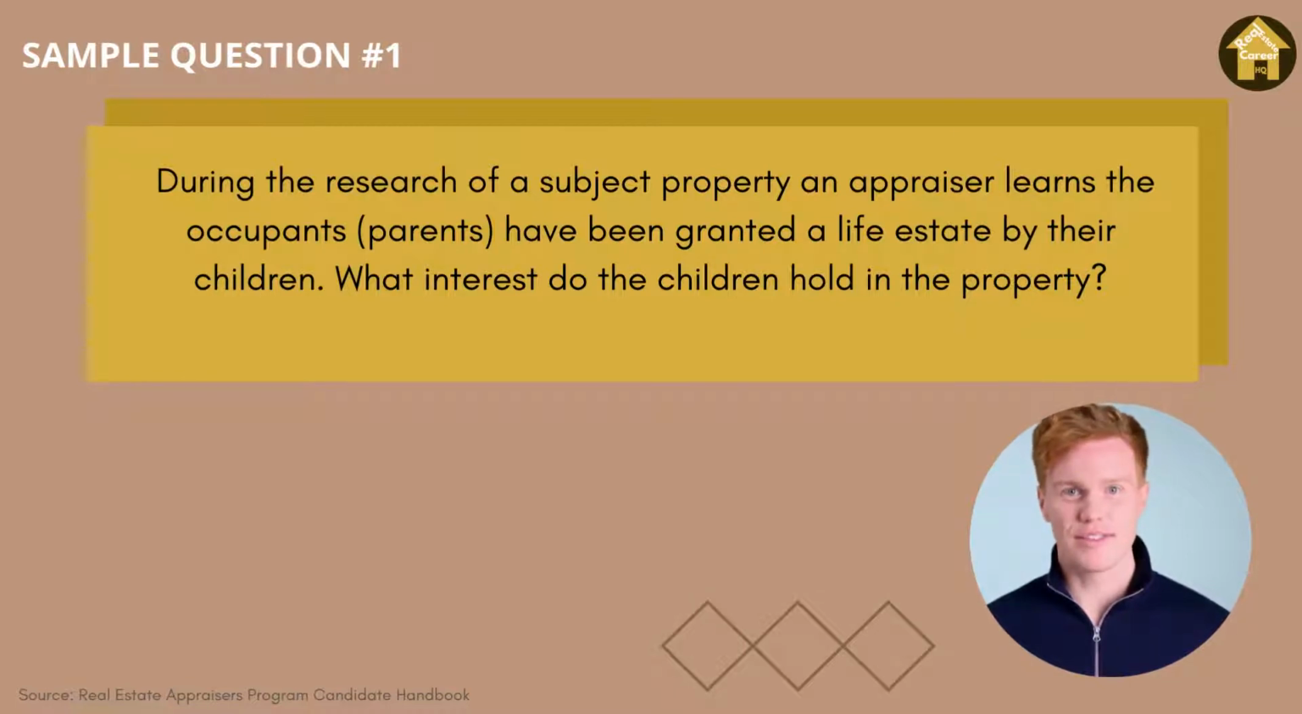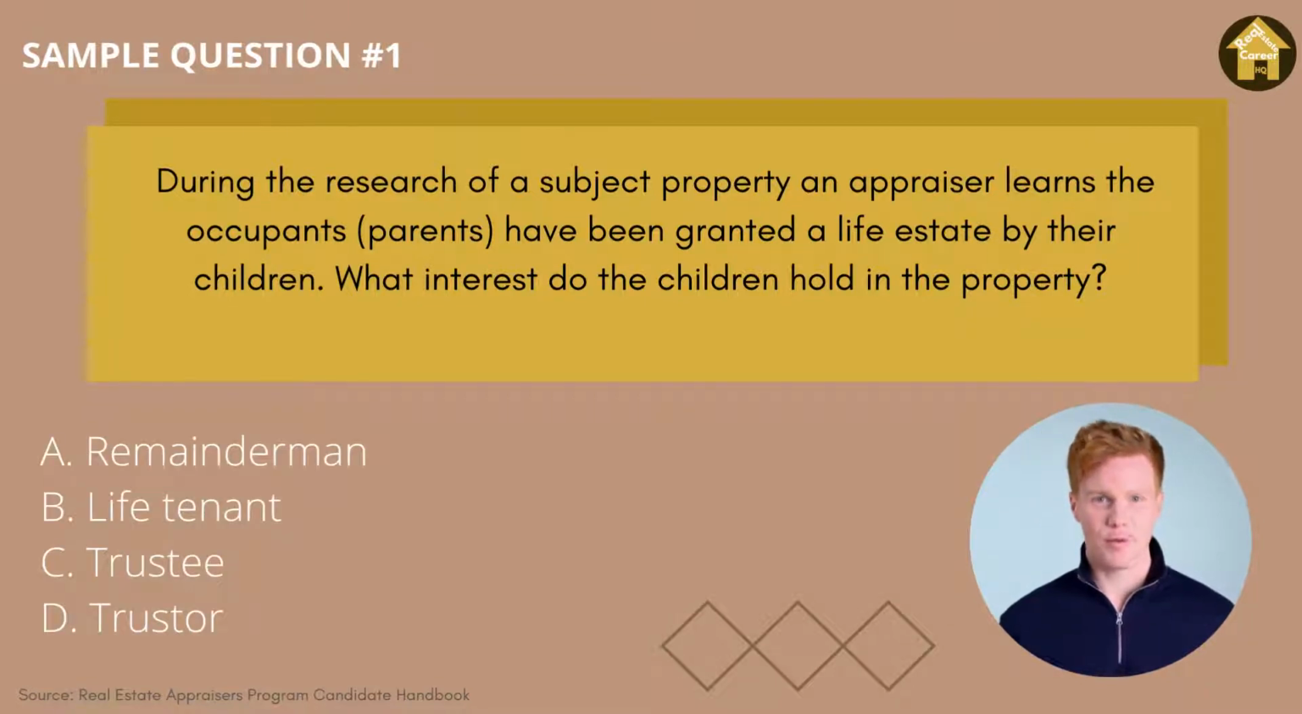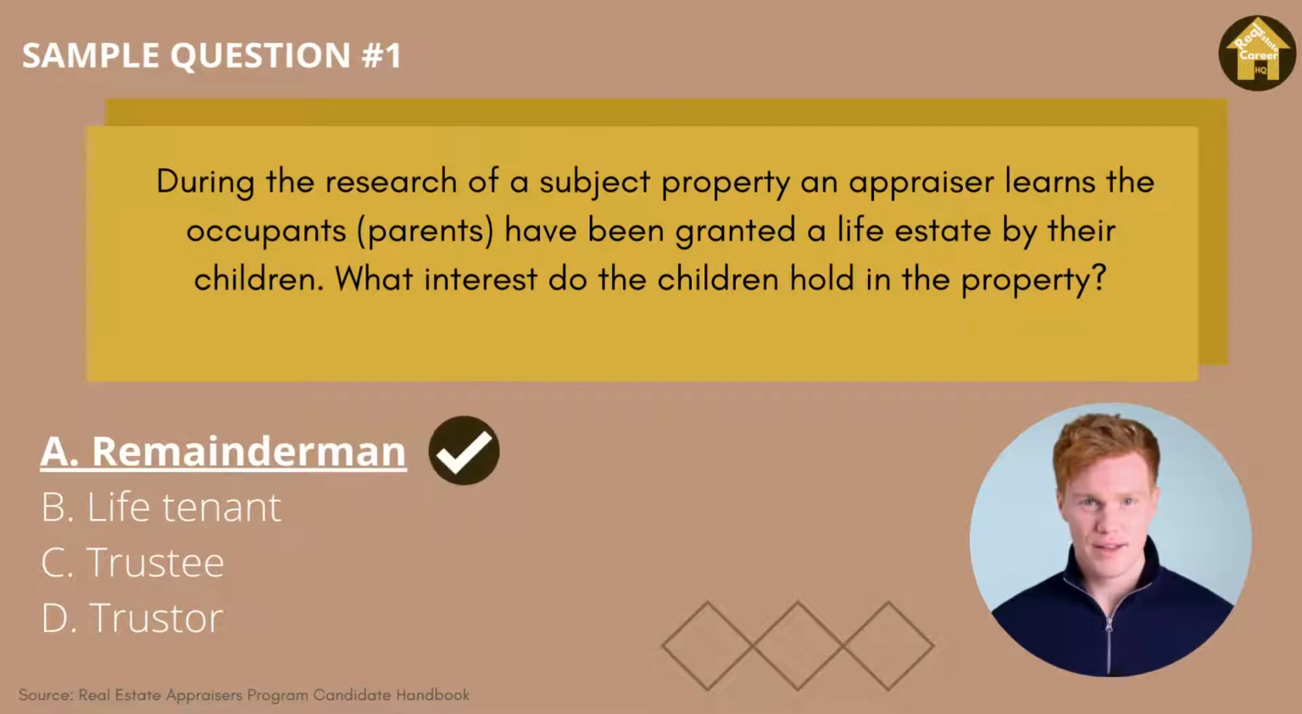During the research of a subject property, an appraiser learns the occupants, who are the parents, have been granted a life estate by their children. What interest do the children hold in the property? A. Remainderman. B. Life tenant. C. Trustee. D. Trustor. The correct answer is A. Remainderman.